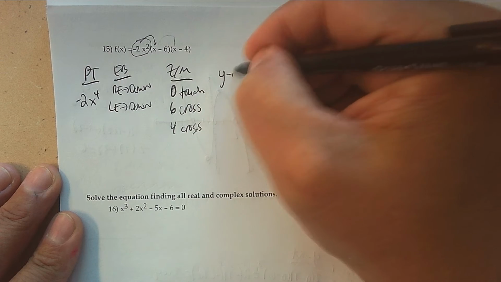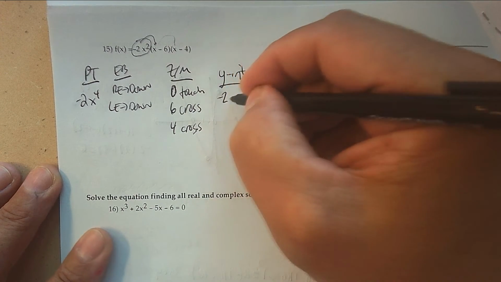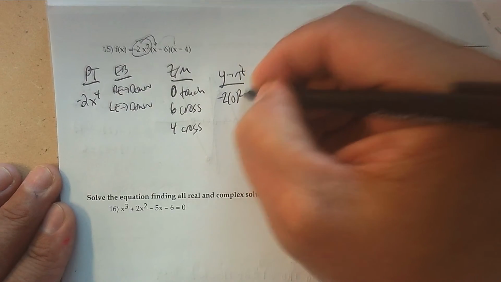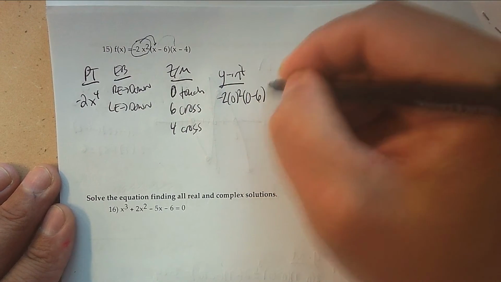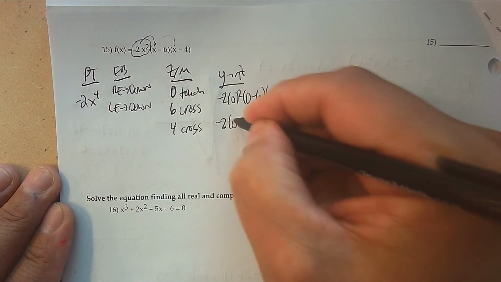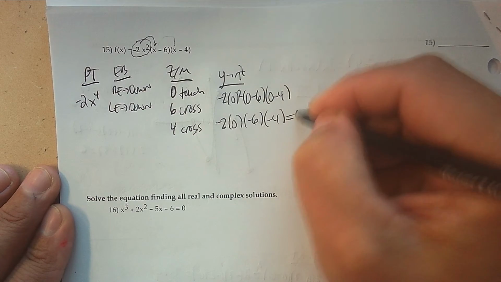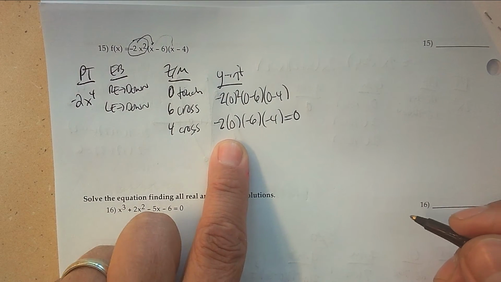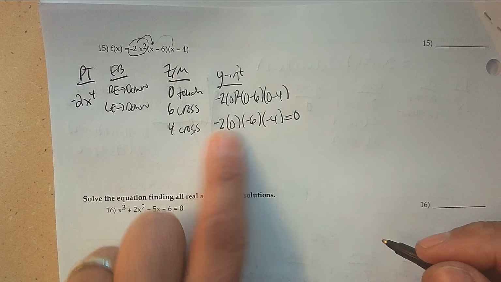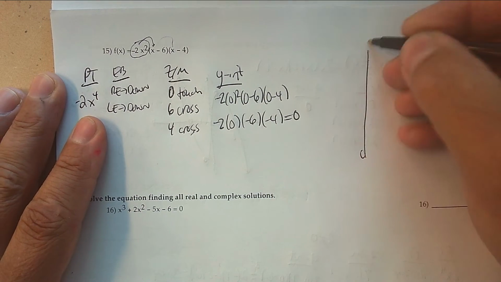Again, the y-intercept actually isn't bad this time because when you multiply -2 times 0 squared, and then 0 minus 6, 0 minus 4, what you end up with is -2 times 0 times -6 times -4. So that 0 in the middle makes everything 0. So 0 times anything, the answer is going to be 0. So let's graph this.